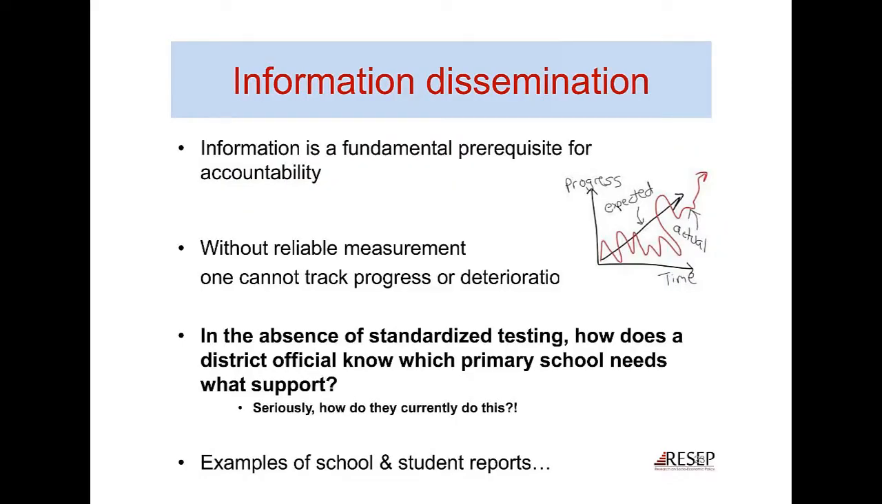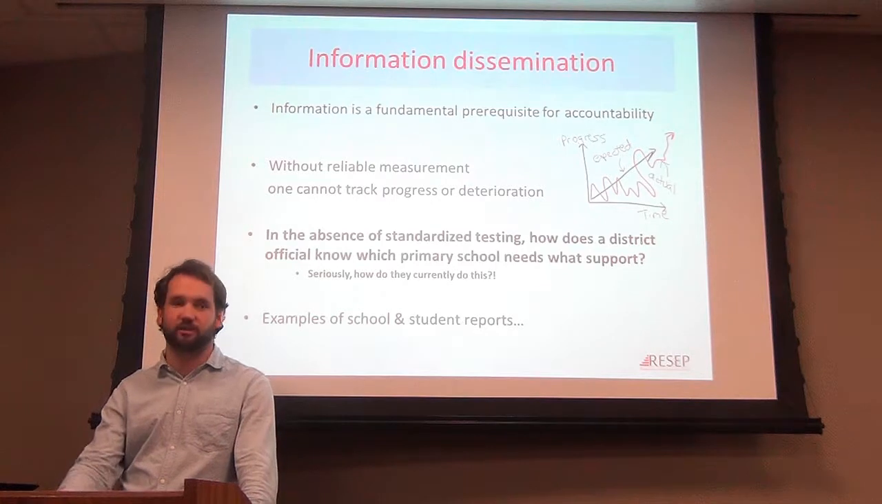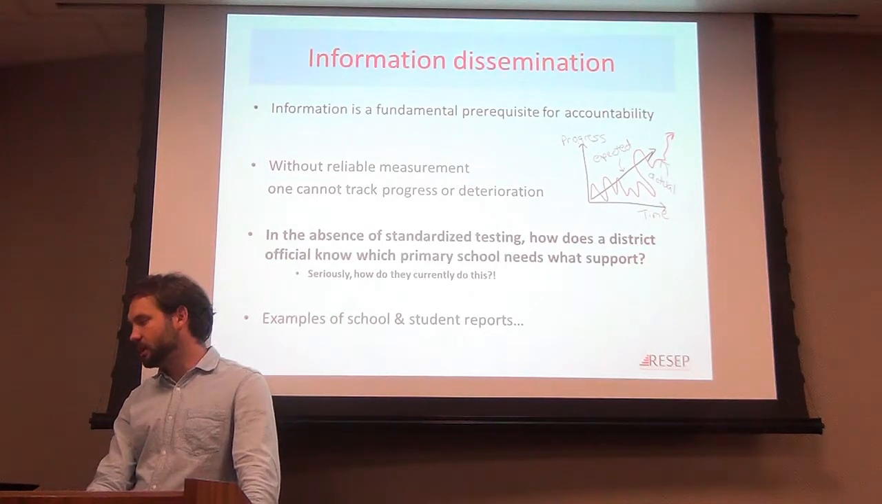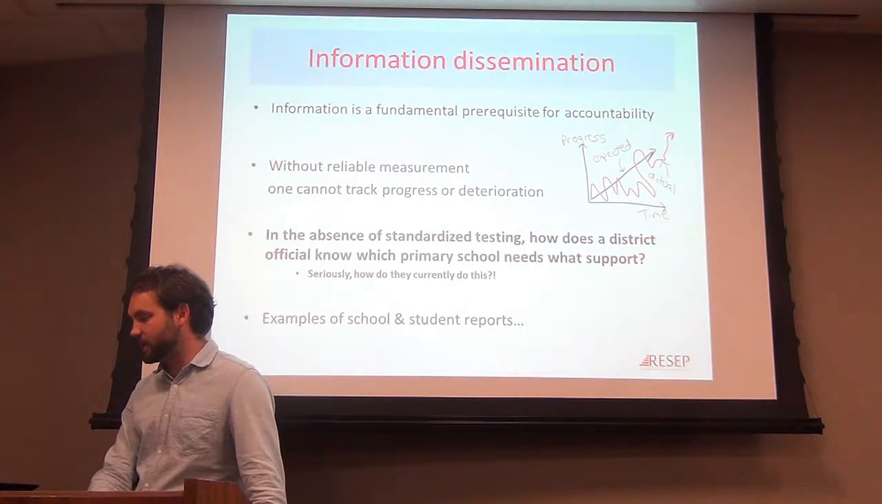The next important reason why we need this kind of data is for information dissemination. Information is a fundamental prerequisite for accountability. If we don't have information on how schools are doing, we cannot hold schools, principals, district officials accountable. Without a reliable measure, we cannot track progress or deterioration.